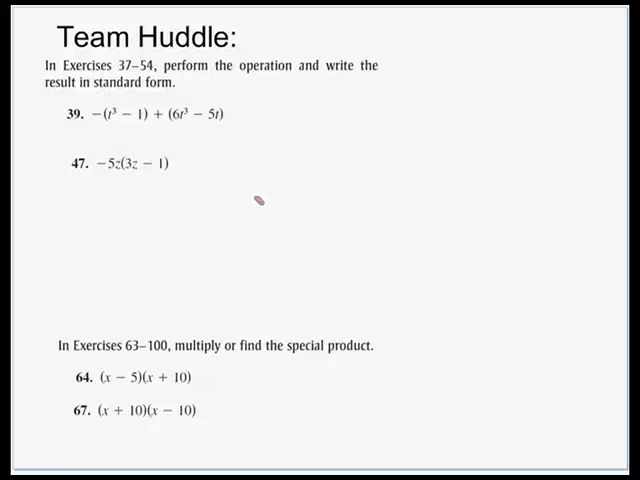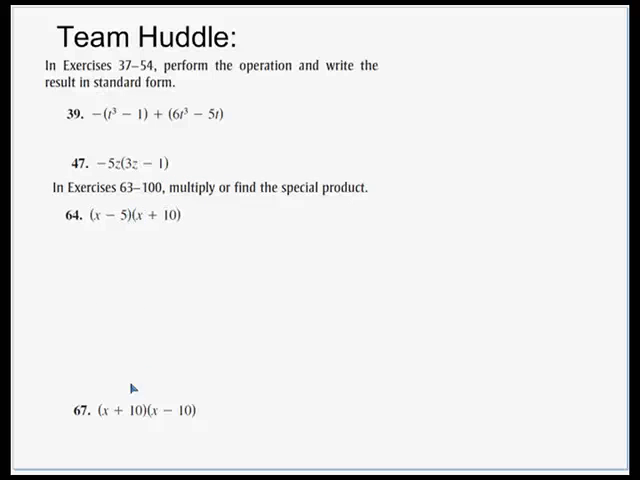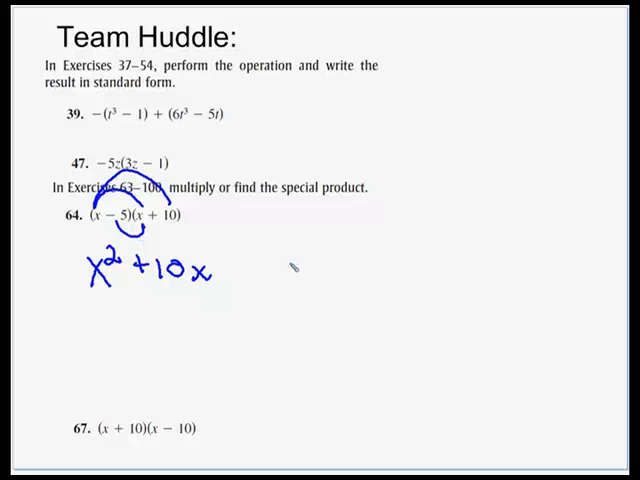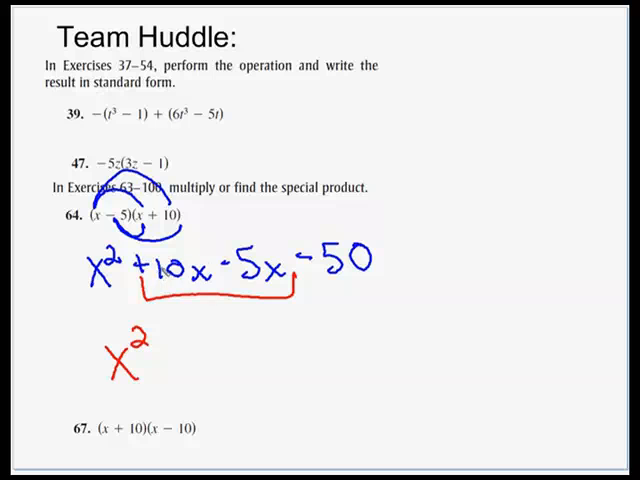Okay, the next two, 64 and 67, are multiplying. Multiply the special product. And let's see here. This is not a sum or a difference, so this one we're just going to have to FOIL. First times first is x squared. Outers, plus 10x. Inners, minus 5x. Last terms, minus 5 times plus 10 is minus 50. And usually on these we can combine those middle terms. So we have x squared, 10x minus 5x is plus 5x, and then we have our minus 50 at the end.